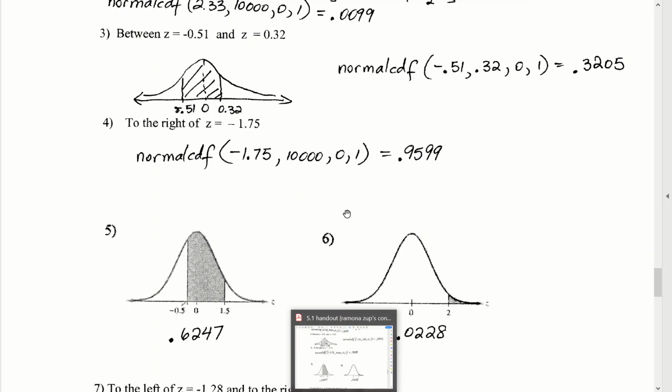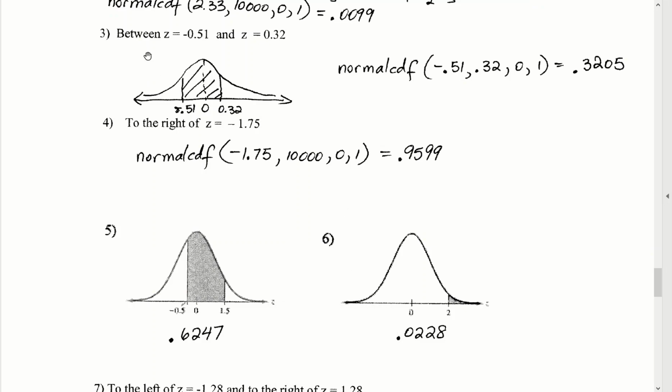Let's take a look at a few more examples. In example 3, they want us to compute the area between a z-value of negative 0.51 and z equals 0.32. Once again, it's a good idea to go ahead and draw a sketch of the normal curve. We're still working with z-scores, so it's still a mean of 0, standard deviation of 1. So we draw a rough shape of our bell-shaped curve.